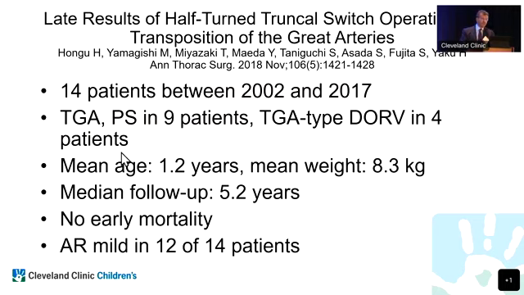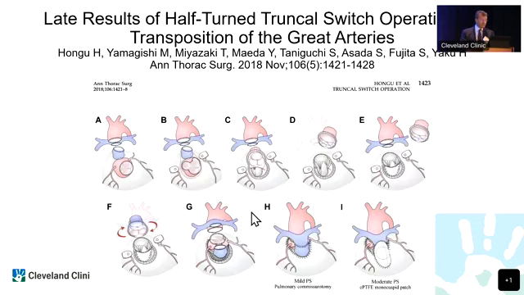Now, the half-turned truncal root, again, this is from Japan, 14 patients, TGA with PS and VSD, and a few with DORV. This is their median follow-up, 5 years. They have had no mortality. So this is basically what it is. They take the complex of the aortic valve and the pulmonary valve in one block and turn it around 180 degrees and reimplant it. The aorta becomes posterior. You obviously have to take the coronary buttons out and reimplant them again, and you need to reconstruct the root where they came out from.